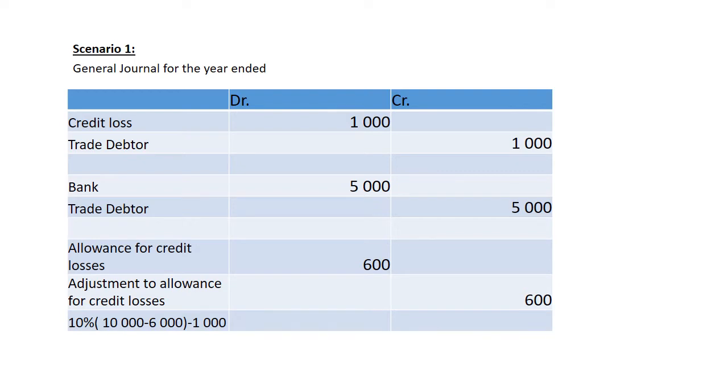The allowances for credit losses we said was calculated at 10% of the balance of the trade debtor. So the balance of the trade debtor will be the 10,000 Rand less the 5,000 Rand he's paid us back, as well as the 1,000 Rand we've written off, which will be calculated then as 400 Rand. However, we originally recorded the allowance at 1,000 Rand, so our adjustment to this allowance for credit losses will be to debit it by 600 Rand as well as credit the adjustment to allowances for credit losses.